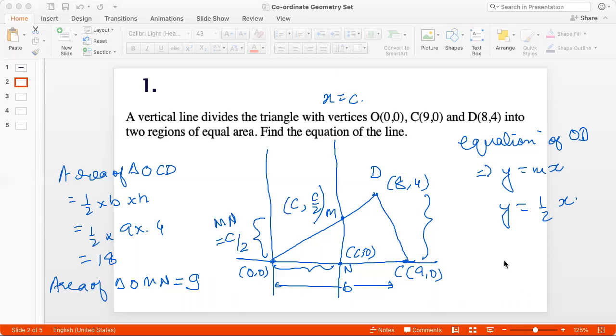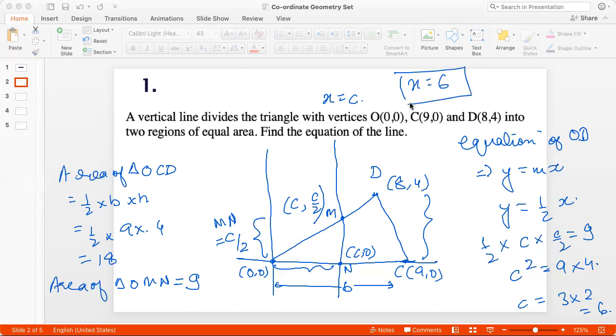And so now I can find c. Half into base, which is c, into height, which is c by 2, is 9, right? Because in this triangle, the area is 9. So c square is 9 into 4. So c is 3 into 2, which is 6, right? So the equation of this line is x equal to 6. That's what we have to find.